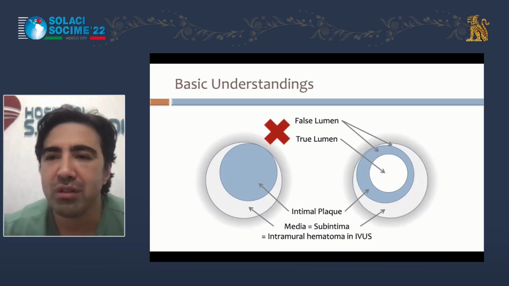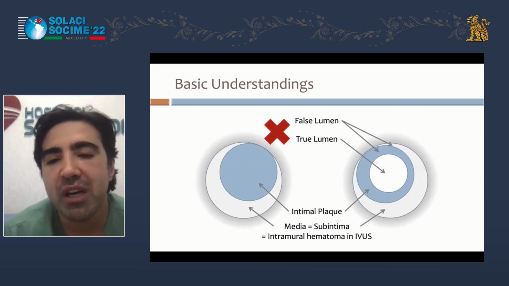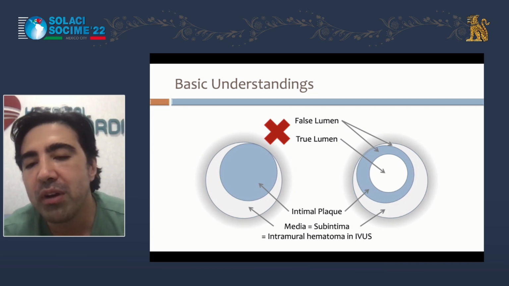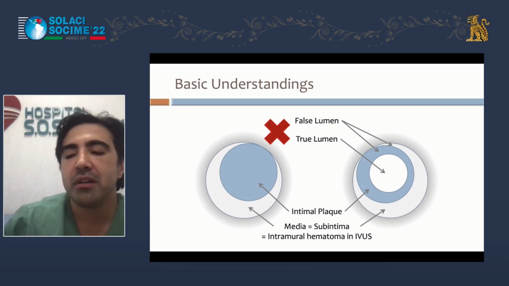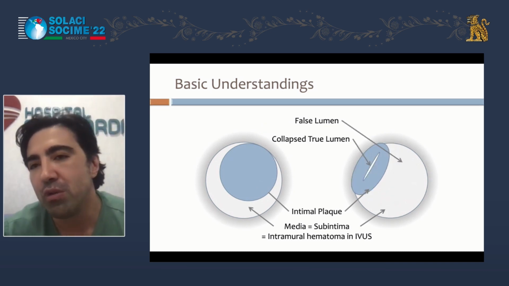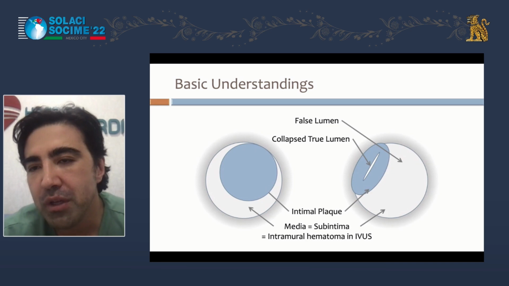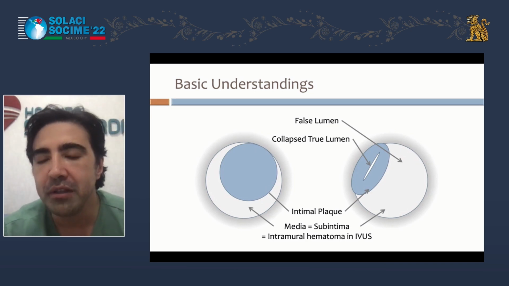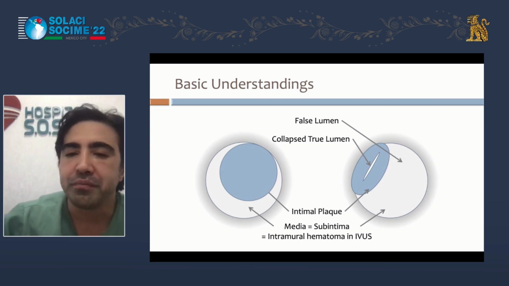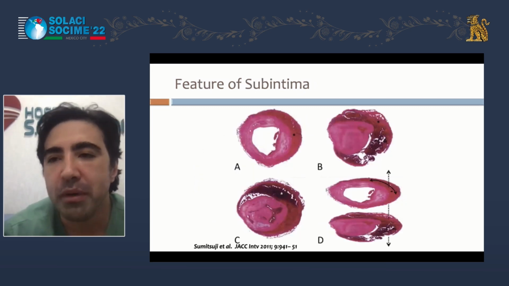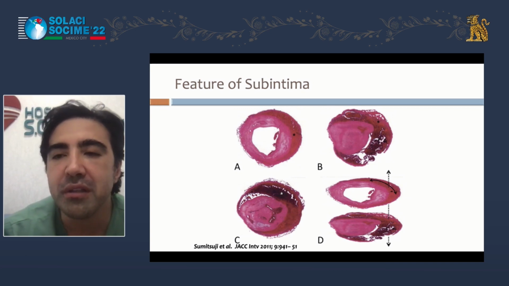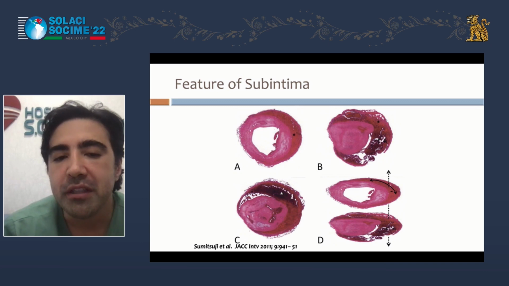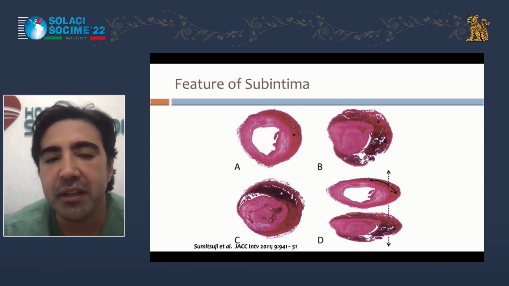I will not talk about a lot of things, but when you have a hematoma on IVUS, this hematoma can compress the true lumen and many times make it impossible to re-enter. And here there is a very interesting histopathological paper by Satoru, that shows the difference.